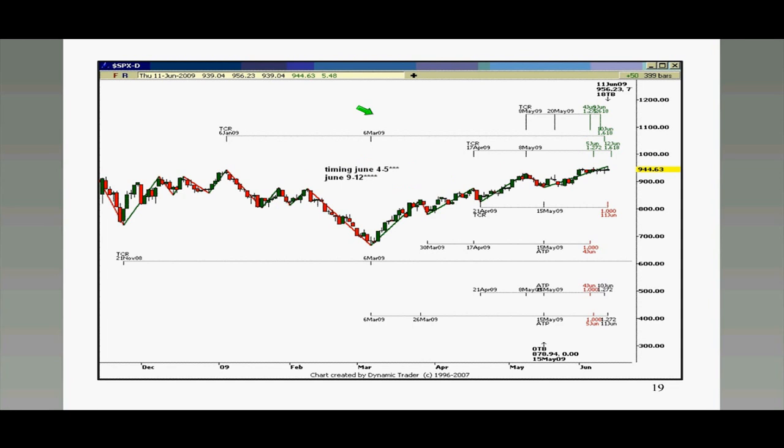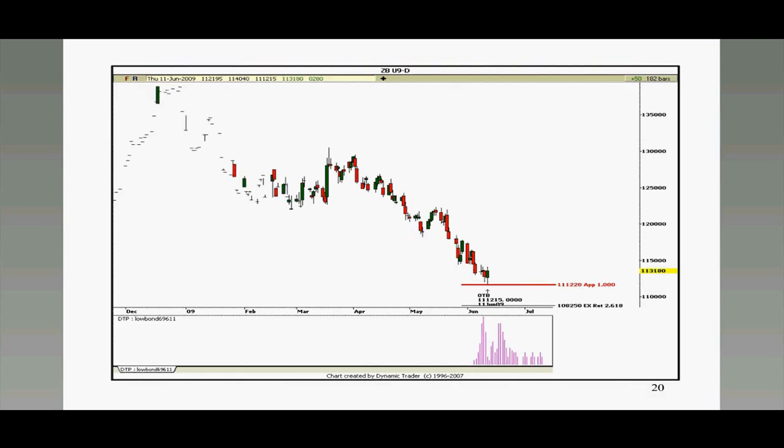Let's take a look at this. And this is just an example of the timing histogram that I use in Dynamic Trader. And here, again, the bonds have been straight down, and when I run a projection that shows a confluence of many time cycles coming together in a relatively tight range, it will give me this visual on the chart, and then I start looking for buy signals.